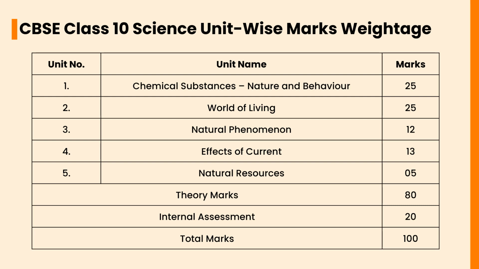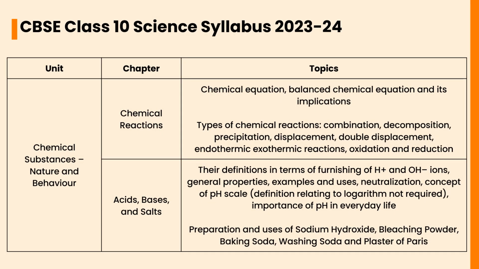In Chemical Substances, Nature and Behavior, the chapters are Chemical Reactions and Acids, Bases and Salts. In Chemical Reactions, the important topics are Chemical Equation, Balanced Chemical Equation and its implications, Types of Chemical Reactions: Combination, Decomposition, Precipitation, Displacement, Double Displacement, Endothermic, Exothermic reactions, Oxidation and Reduction.